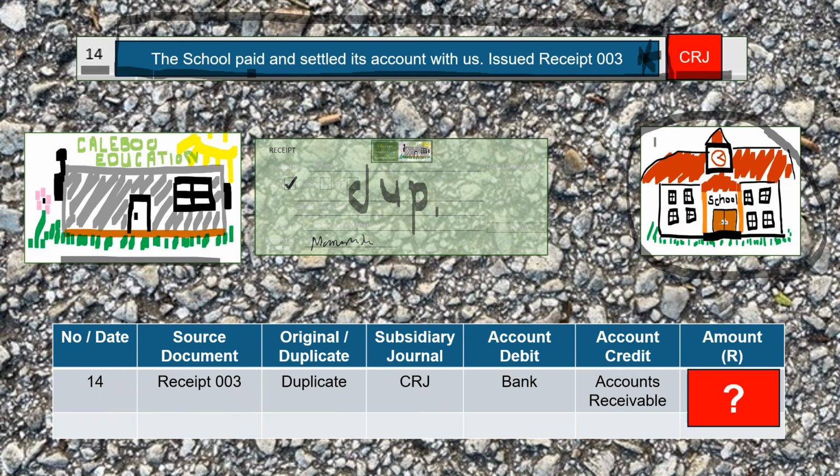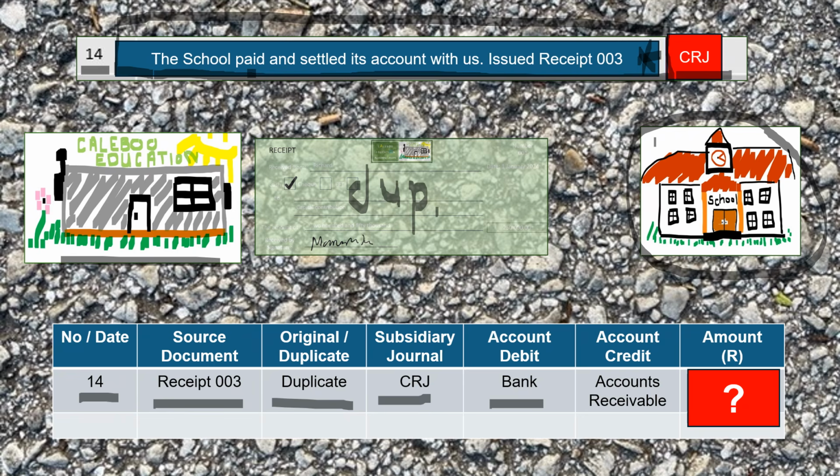This is simple enough. The date was the 14th. We issued receipt 003 there, they tell us. Once again, we left with the duplicate which we used to record the transaction. Our bank balance increases from the money that we've received. It must go through the cash receipts journal.